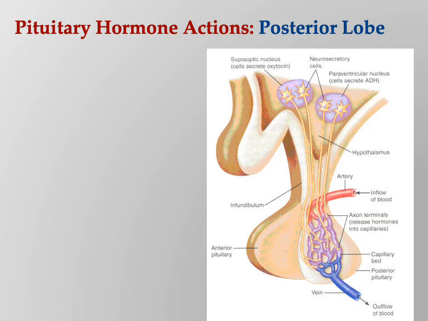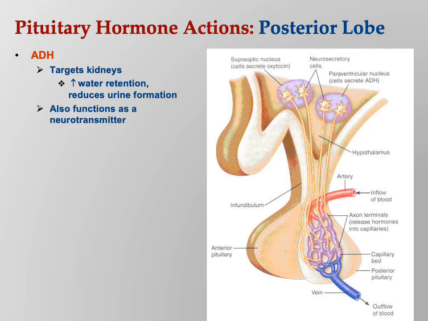So switching back to the posterior lobe now, ADH targets the kidneys. We already knew that, all right? Works in the nephron loop. Increases water retention by increasing the number of aquaporin channels. It reduces urine formation, pulls water back into the blood, raises stroke volume, raises blood pressure. That was the whole idea. It was released as part of the renin-angiotensin-aldosterone system. It also functions as a neurotransmitter in the brain. We're not really going to talk about that.